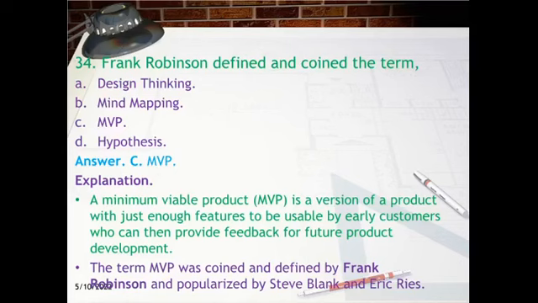34. Frank Robinson defined and coined the term design thinking. Mind mapping. MVP. Hypothesis. Answer: C. MVP. Explanation. A minimum viable product, MVP, is a version of a product with just enough features to be usable by early customers who can then provide feedback for future product development. The term MVP was coined and defined by Frank Robinson and popularized by Steve Blank and Eric Ries.